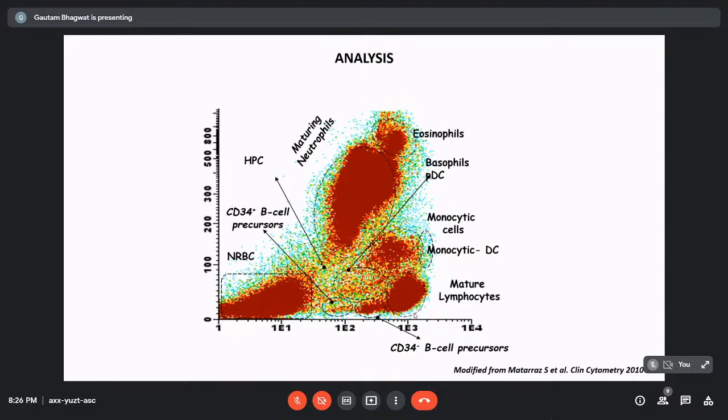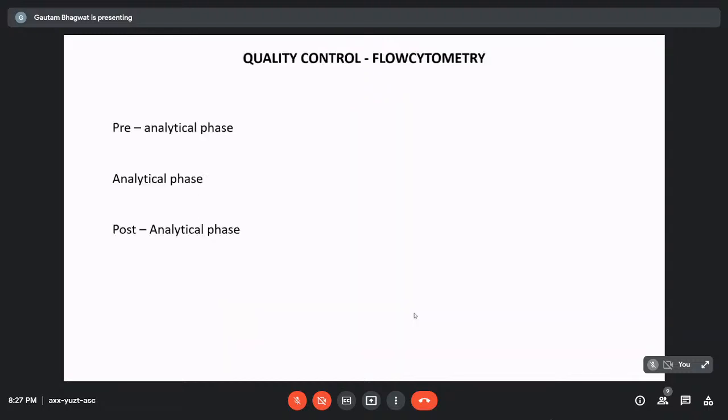Now normal bone marrows means you would get regenerating bone marrows or the marrows from lymphoma patients coming for staging purposes. You can always run those on the flow cytometer and see what different kinds of cells you are getting. Try to analyze those based on the various markers that you can put in. Coming to the last part of my talk, that is the quality control in flow cytometry.